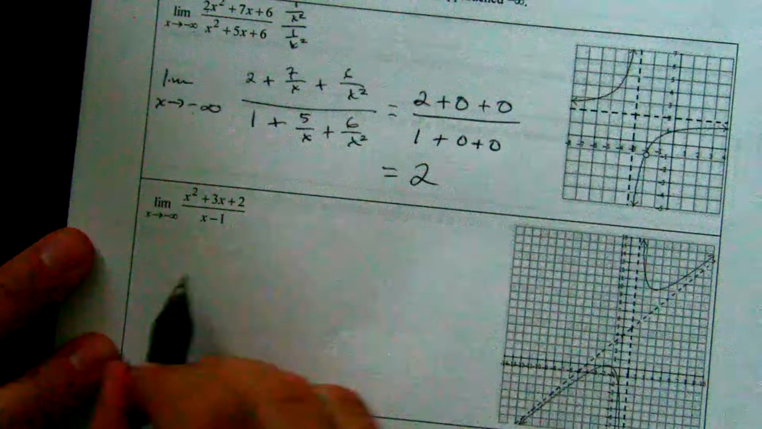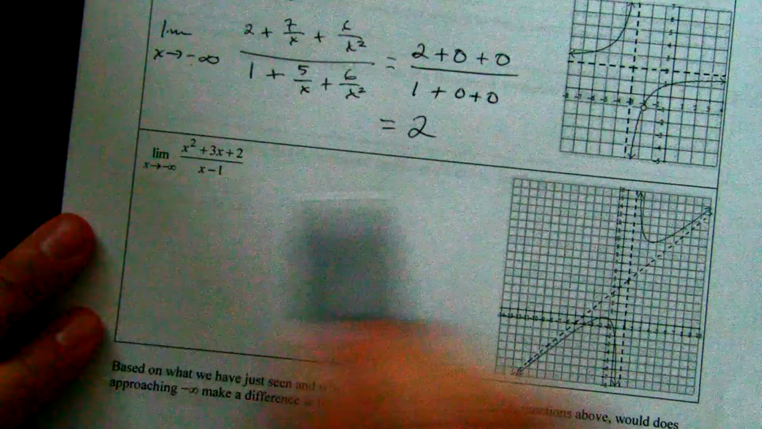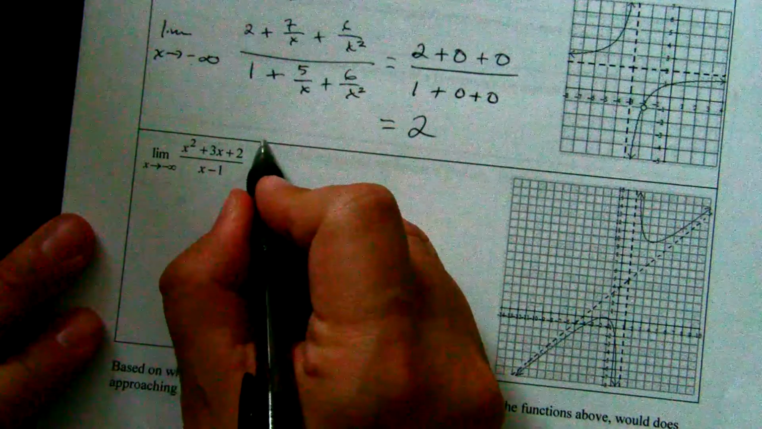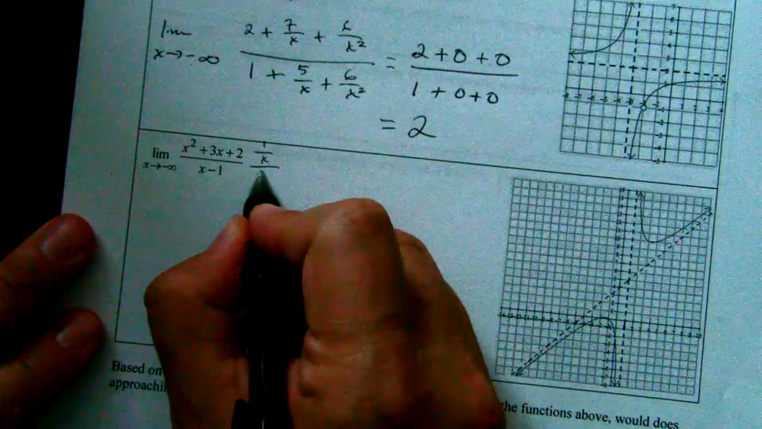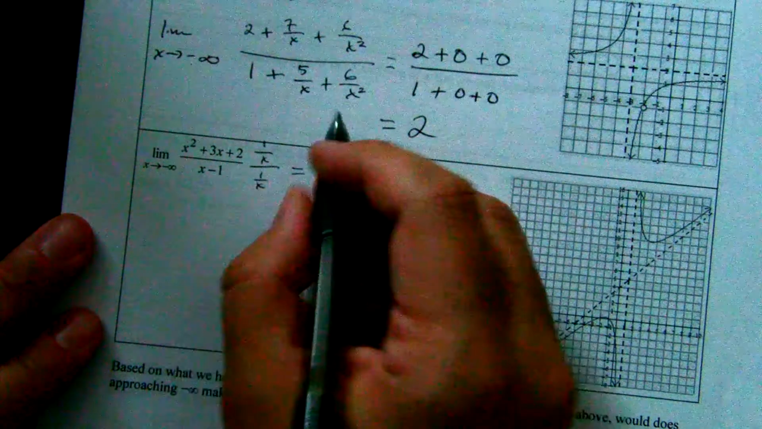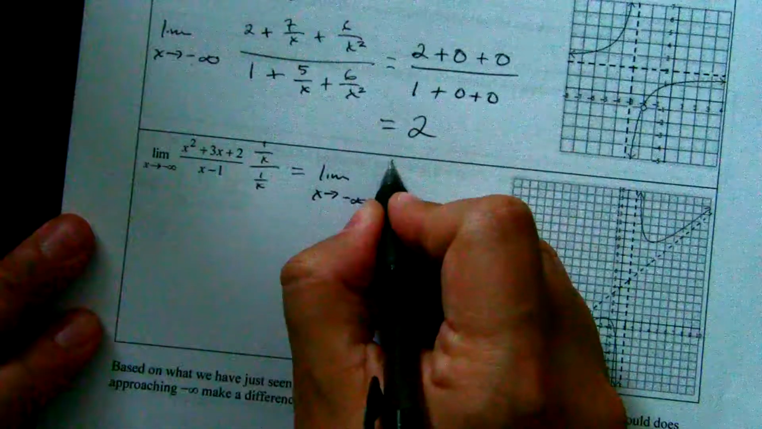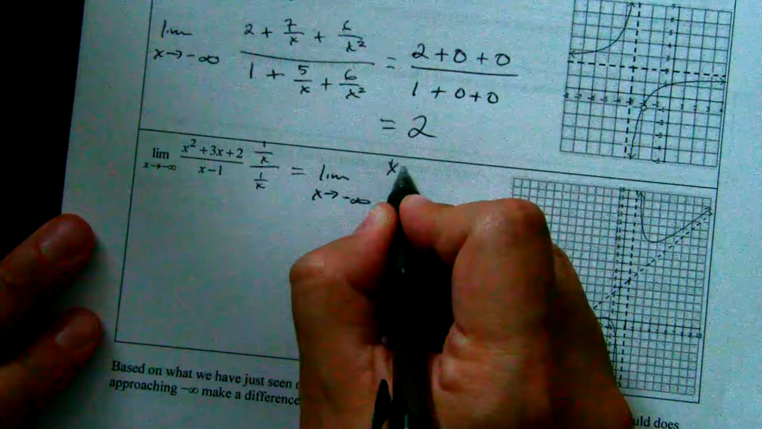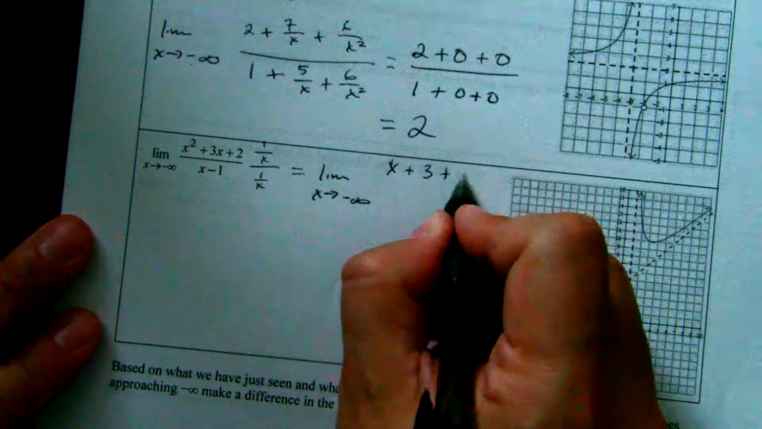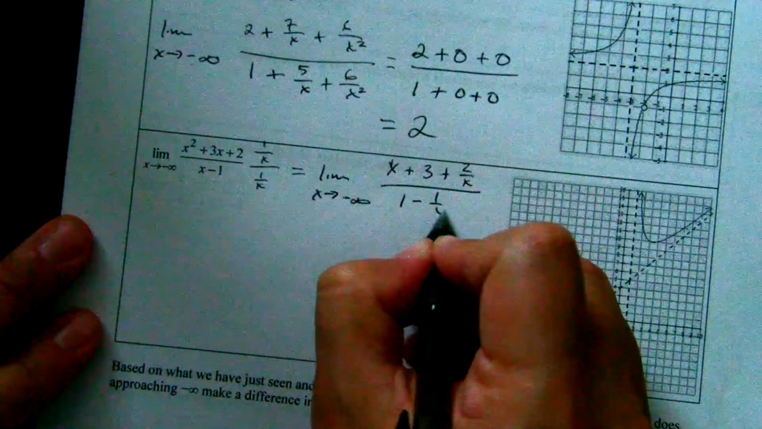Okay. This is our slant asymptote problem that we did before. We saw that as x went to positive infinity, it was going towards positive infinity. Let's see what happens when we do our same technique, but with x going to negative infinity. So we'll multiply by 1 over x over 1 over x. We get the limit as x goes to negative infinity of x plus 3x over x is going to be 3, 2 over x, over 1 minus 1 over x.